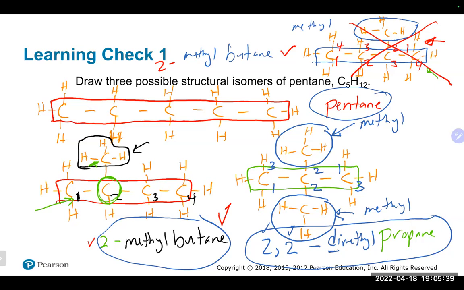The really great way to check yourself is to name both of them. If you end up with different names and they both have the same number of carbons and hydrogens, you drew an isomer. If you end up with the same names and they have the same number of carbons and hydrogens, you drew the same thing over again.